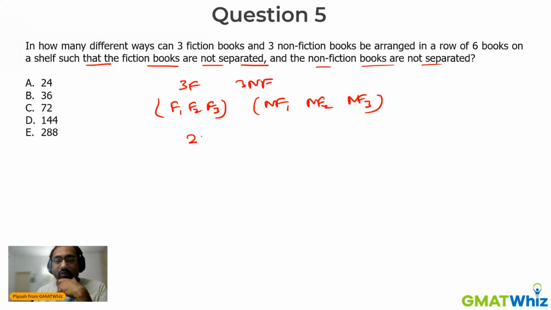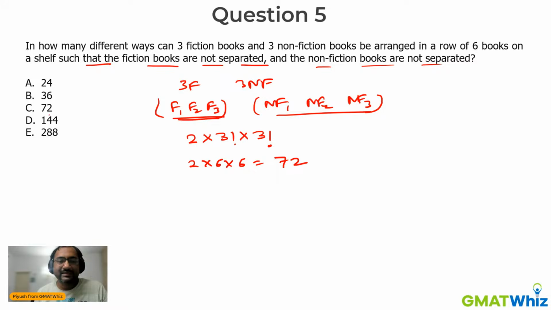So if I look at the arrangement of the groups, I have 2 ways to arrange the groups, or 2 factorial ways. Within the fiction group, I can arrange these 3 books in 3 factorial ways. And within the non-fiction group also, I can arrange in 3 factorial ways. So the answer should be 72, which is option C.